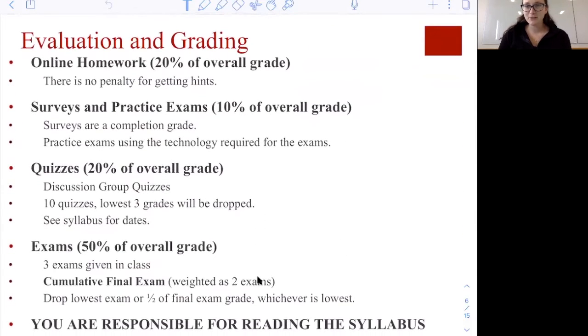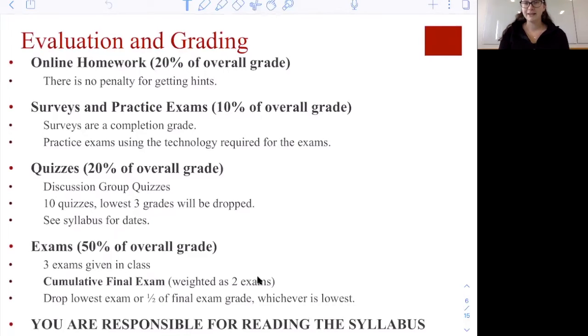Everyone's favorite part in syllabus day is talking about our grading, or what exactly we're going to have as our grades in the course. So we will have 4 different sections to this course. You'll have your online homework, which is worth 20% of your grade, surveys and practice exams, which are worth 10% of your grade, quizzes, which are 20%, and then exams, which are half of your grade. So online homework, we'll have a little bit of discussion about each one of these.